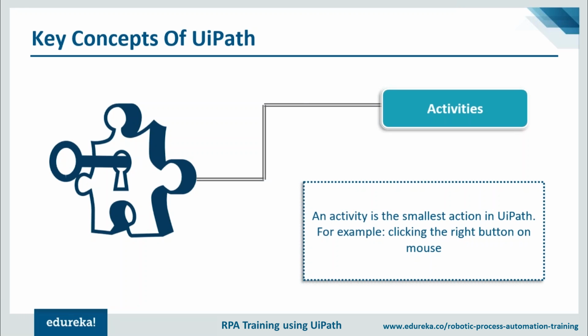Any small task that you do in UiPath or during automation is known as an activity. It could be clicking the right button of the mouse, doing something on the clipboard, or copying some text from somewhere. Any such task can be defined as an activity.